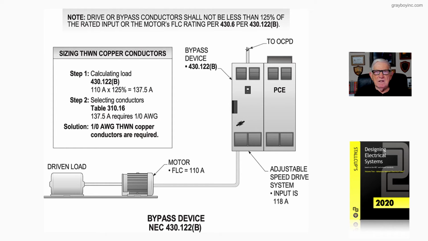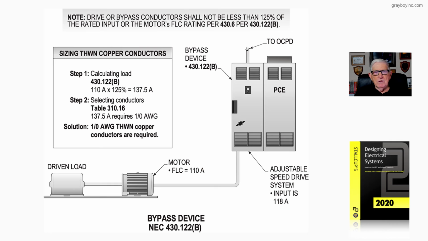430.122(B) and (C), we take 110 amps times 125%, which is the motor, and we would come up with 137.5 amps. To select the conductors, we'd reference Table 310.16, and 137.5 amps requires a 1-aught AWG THWN copper conductor.